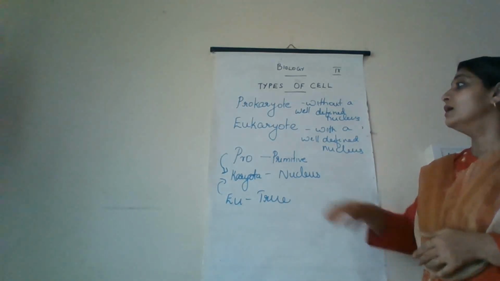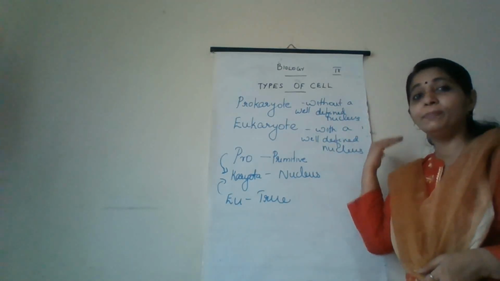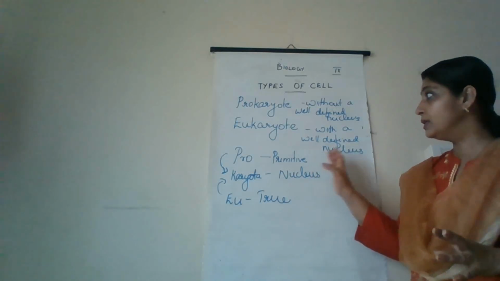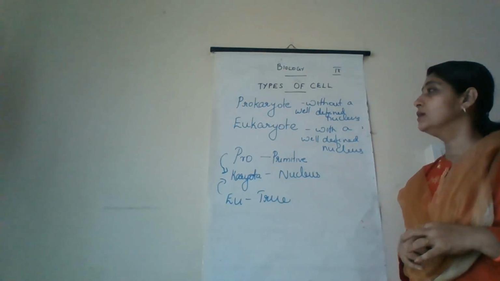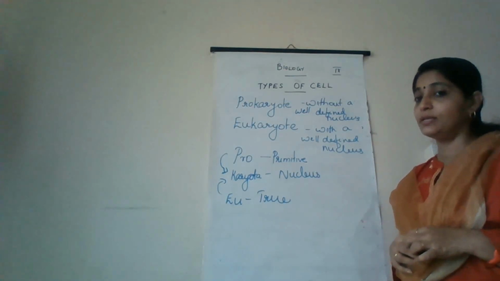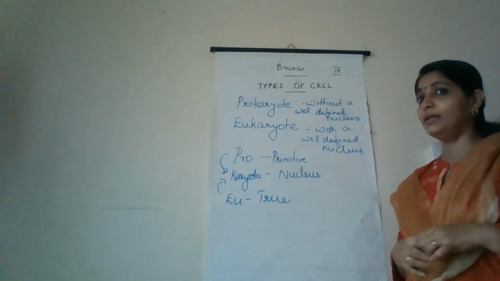Prokaryote means a cell without a well-defined nucleus, with a primitive nucleus, where the nucleus is not well-defined. And eukaryote means with a well-defined nucleus. So we will study about the prokaryotic cell and eukaryotic cell and their examples in detail.